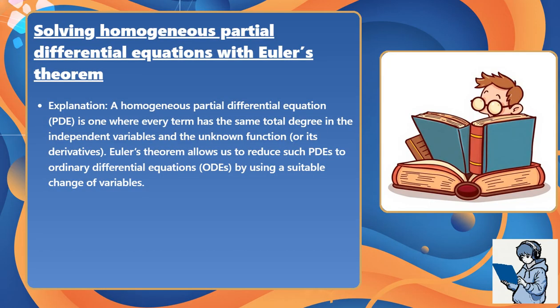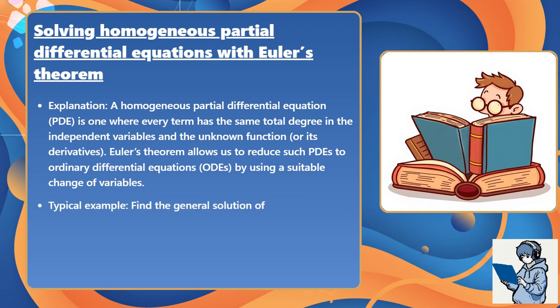A homogeneous partial differential equation, or PDE, is one where every term has the same total degree in the independent variables and the unknown function or its derivatives. Euler's theorem allows us to reduce such PDEs to ordinary differential equations, ODEs, by using a suitable change of variables.